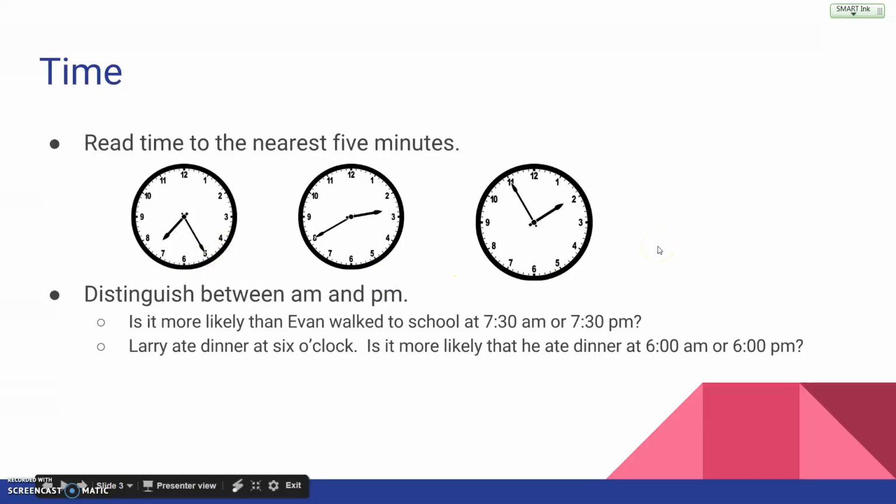Additionally, second graders need to distinguish between AM and PM. For instance, is it more likely that Evan walked to school at 7:30 a.m. or 7:30 p.m.? Larry ate dinner at 6 o'clock. Is it more likely that he ate dinner at 6 a.m. or 6 p.m.? So they're telling time in 5-minute increments, and they're distinguishing between activities that happen in the AM and things that happen in the PM. And like I said, later in the year, they will start telling time to the nearest minute.